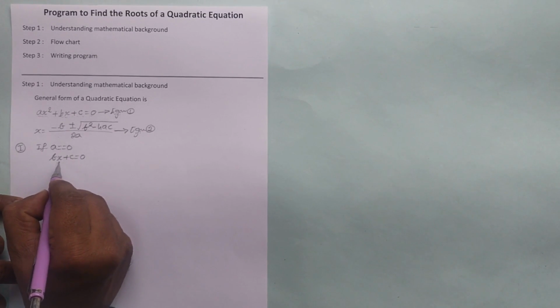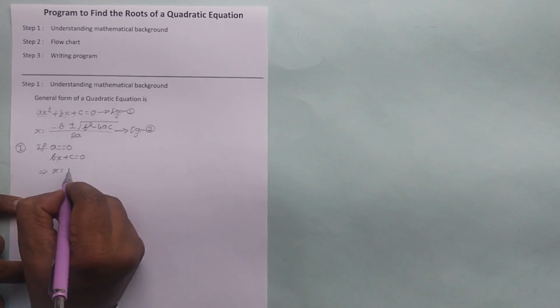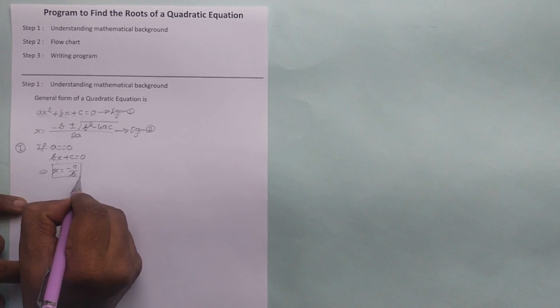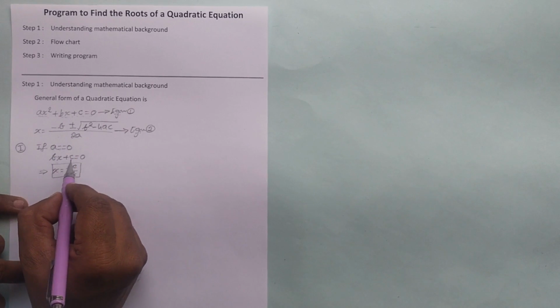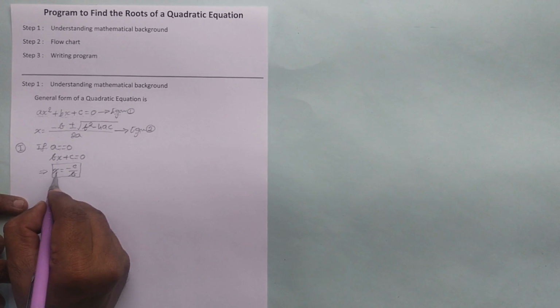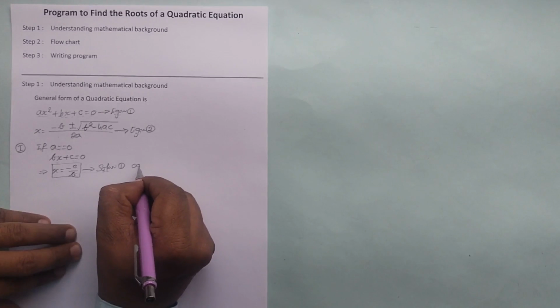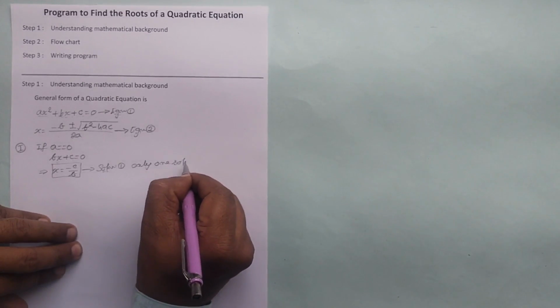Directly, let us find the value of x. x is equal to minus c by b. We got only one solution. Why? Because whenever a is equal to 0, this expression is going to become a linear equation. So we got only one solution, that is x is equal to minus c by b. Let us call this solution 1. We got only one solution because this is a linear equation.